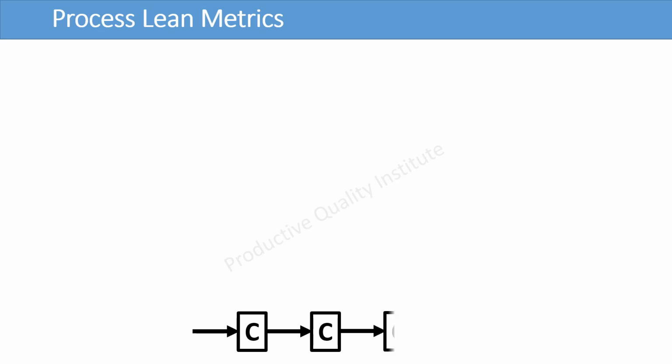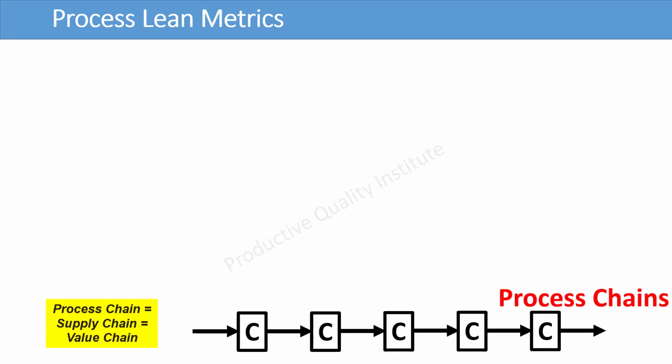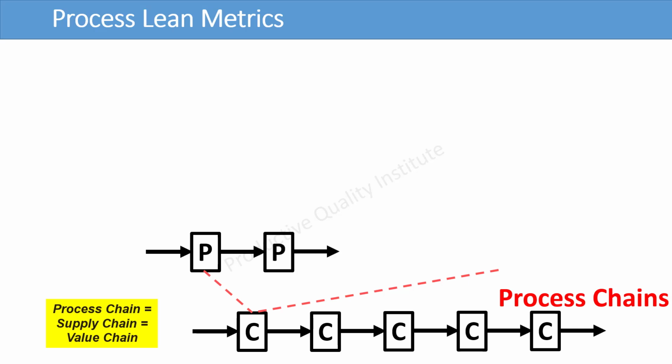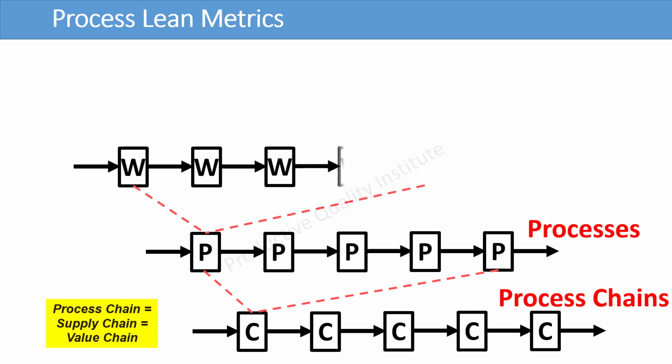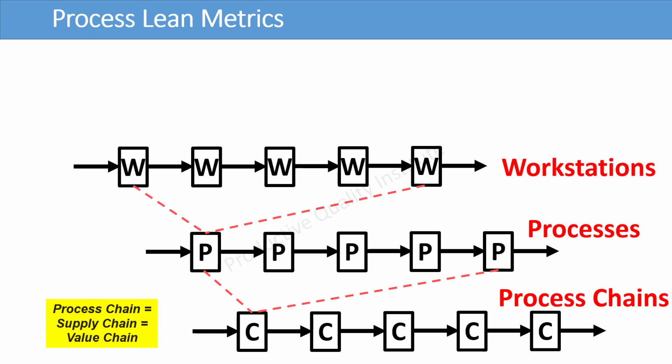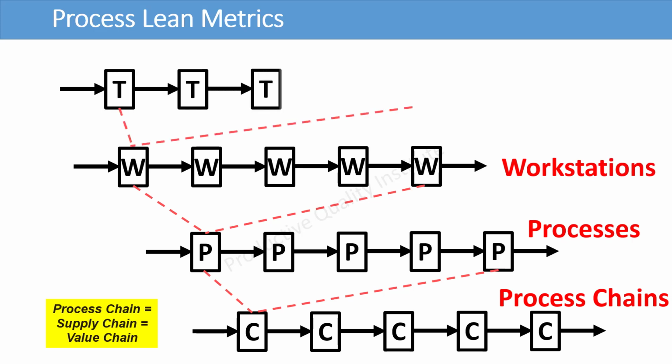Any manufacturing system consists of value chains or process chains. Each process chain consists of processes, while each process consists of many workstations. Each complete workstation consists of many tasks.